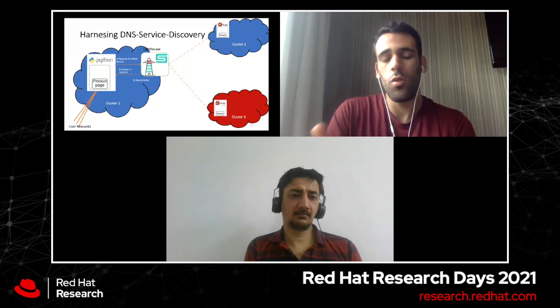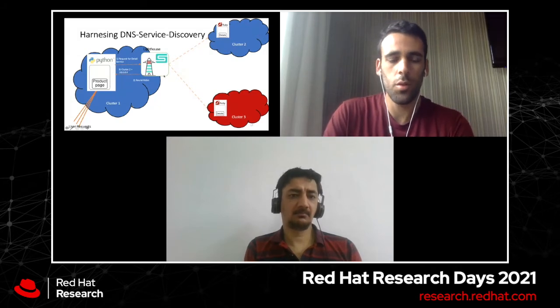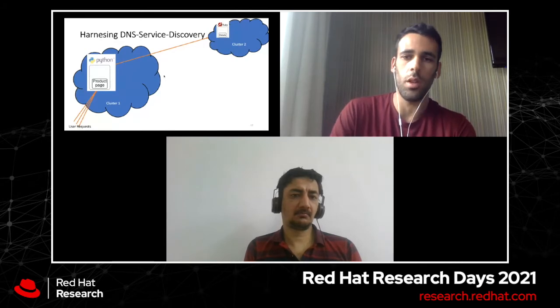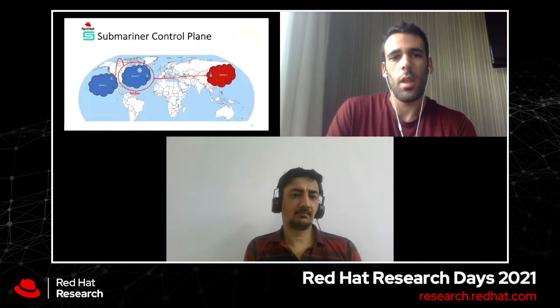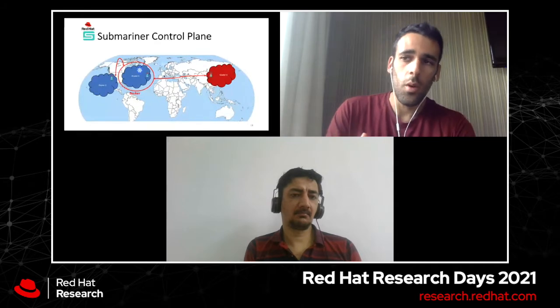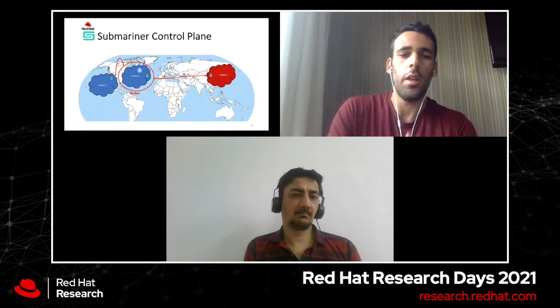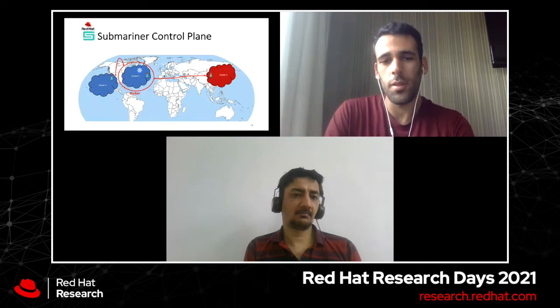It applies the round-robin load balancing, choosing an IP. In our example, it chose the IP of the service in cluster 2. And from there, the communication is being done directly with the underlying VPN networking that Submariner supplies. Now, how does all this magic happen? How is the Lighthouse plugin aware of all the services that are available in each cluster?